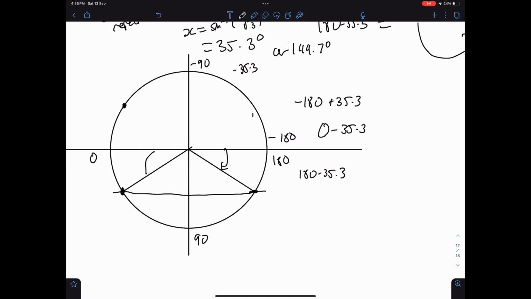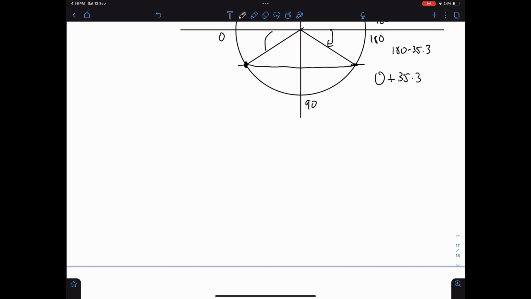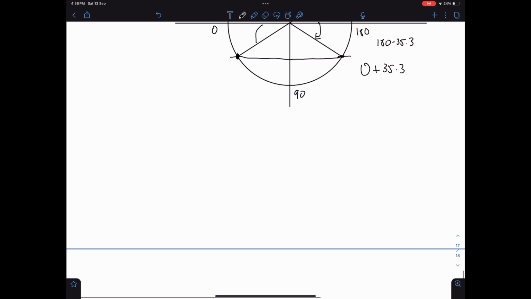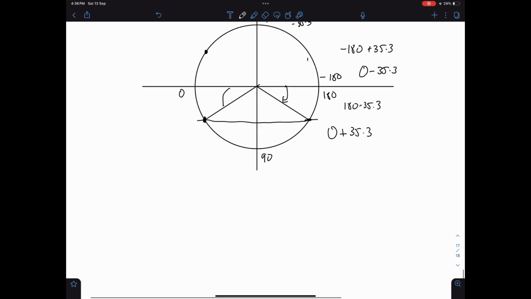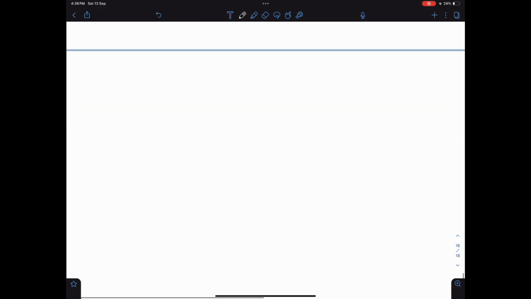And then for this one, you could do 0 plus 35.3 probably. And that would give you your answers. Then sometimes you might get, that's the simple part when x is in, it's just x in the bracket. It can get a bit harder when maybe you don't have just x in the bracket.